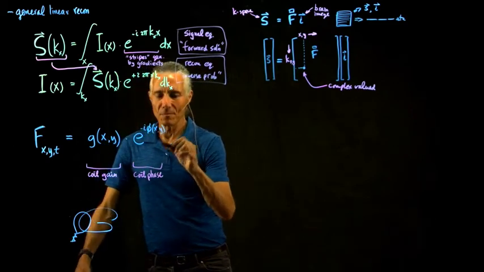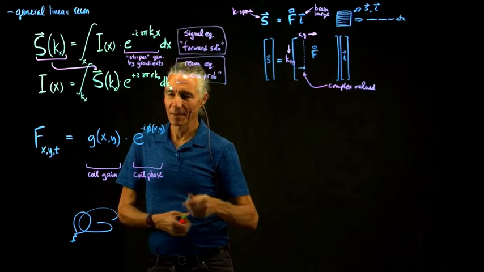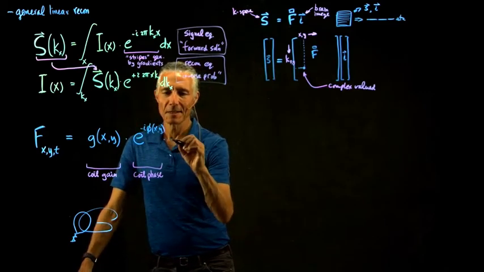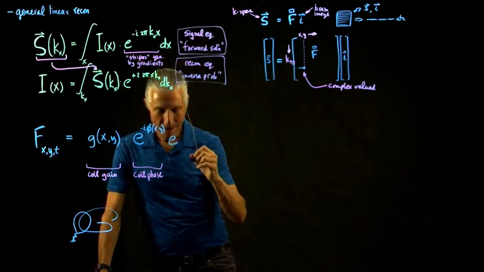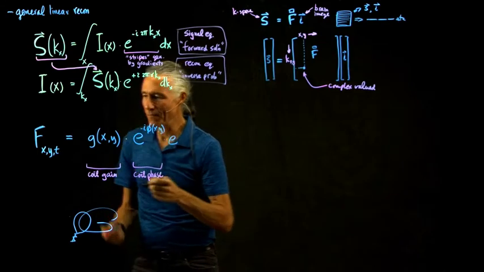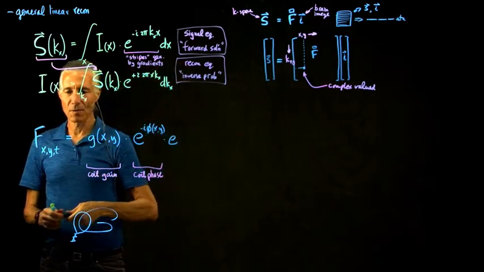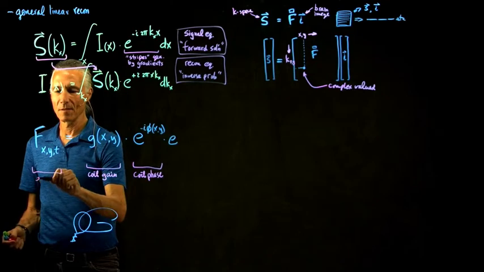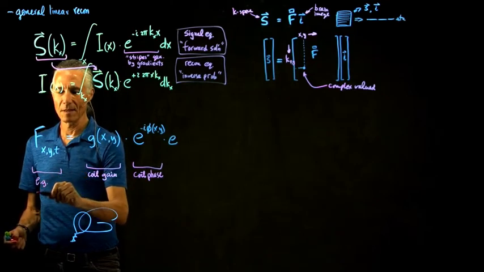And now we've got some T2 decay. Now that's another thing. So if I'm doing this for, for example, an EPI scan.